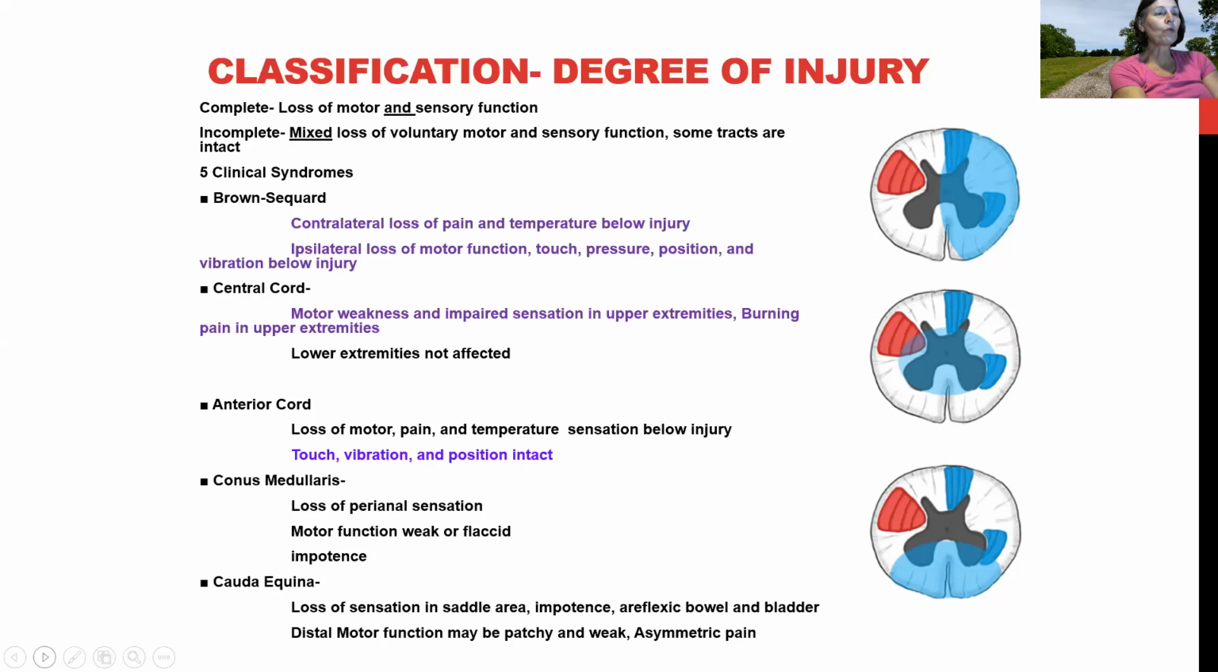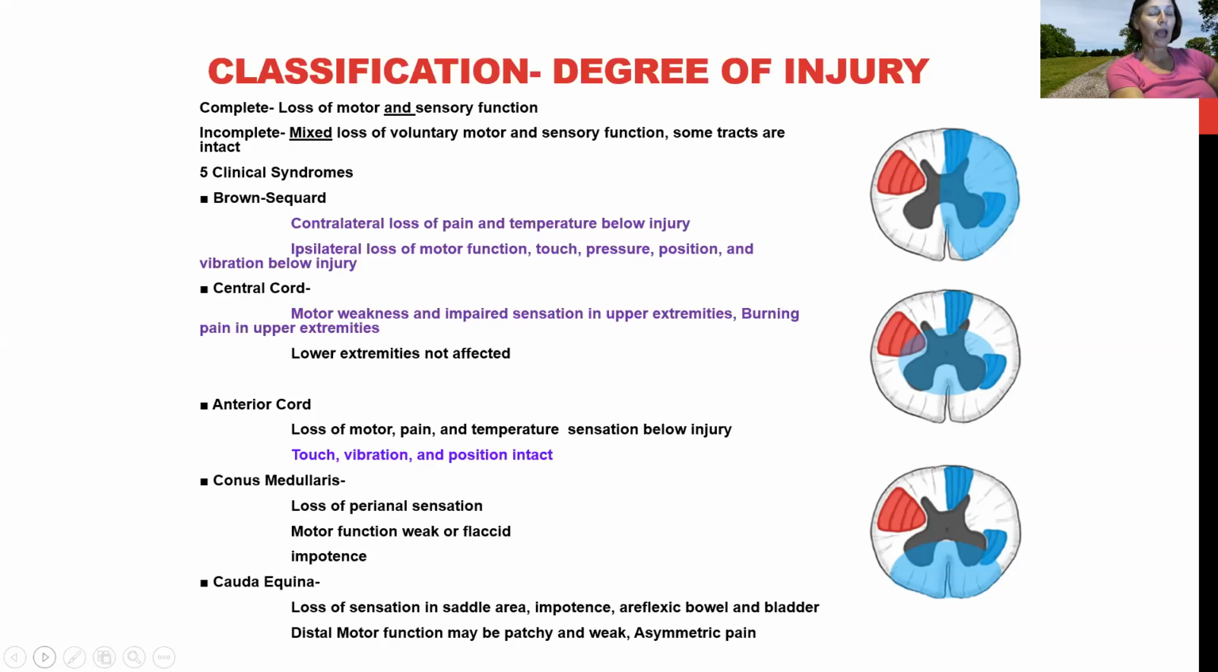With the central cord, you're going to have motor weakness and impaired sensation in your upper extremities and burning pain in your upper extremities, but the lower extremities are fine. They're not affected. And the anterior cord syndrome, you've injured the anterior portion of the cord.